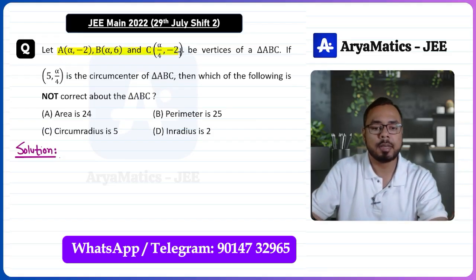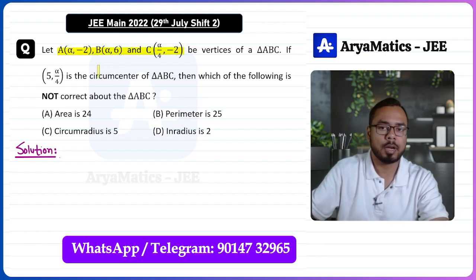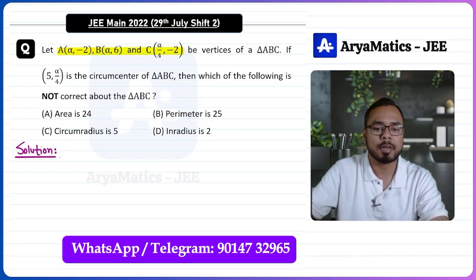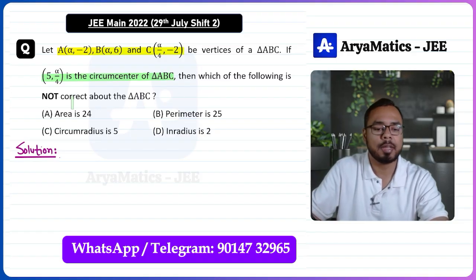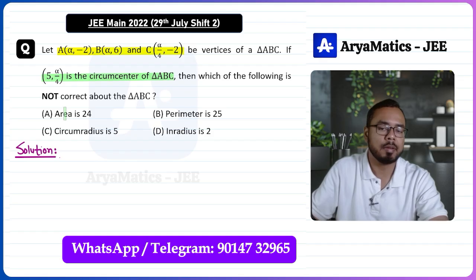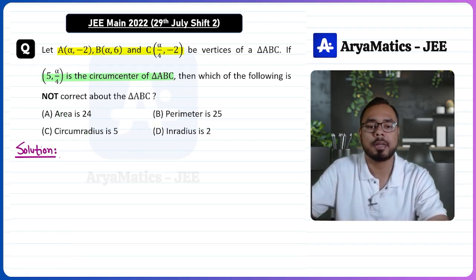Let A, B, C be the vertices of a triangle ABC, and the coordinates of A, B, C are given in terms of alpha. If this point is the circumcenter of the triangle, then we have to identify the incorrect statement related with this triangle ABC. The different statements are regarding area, perimeter, circumradius, and inradius.